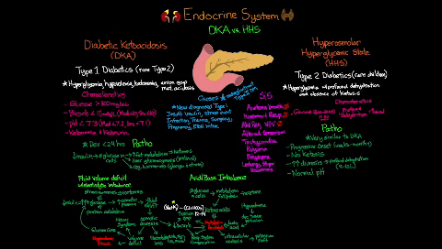All right, so that pretty much gives you a good overview of DKA and HHS and some of the similarities as well as some of the key differences that we see with this. And so now let's talk about our treatment for these hyperglycemic emergencies. So our treatment for DKA and HHS, it's almost identical and it revolves around 4 main areas.